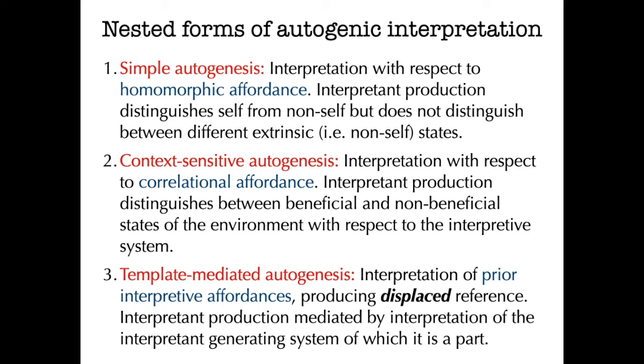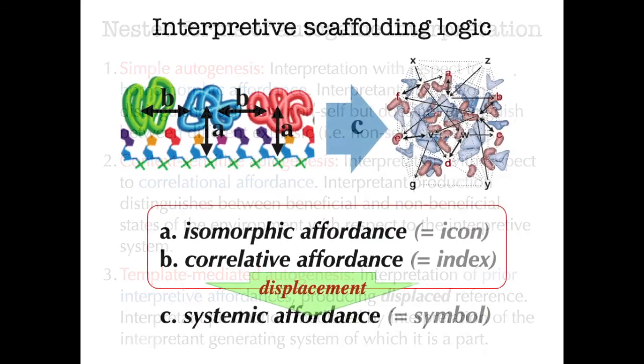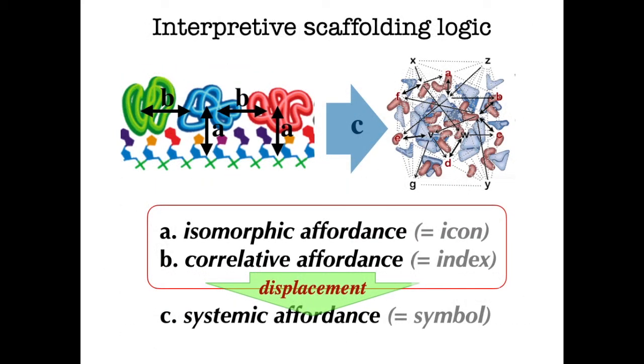The offloading of interaction constraints onto a physically separate and distinct structure enables the interpretive process to, in effect, reinterpret itself over time. This three-tiered structure of interpretive processes is general.